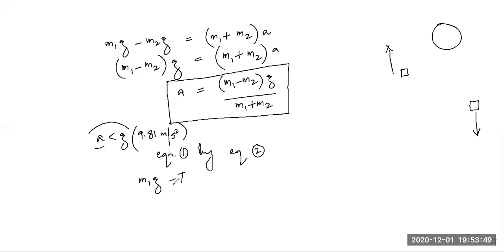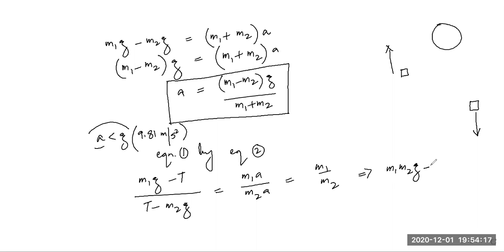m1g minus T divided by T minus m2g. See, students, whenever you divide an equation, divide left side by left side, right side by right side, is equal to m1a divided by m2a. That is equal to m1 by m2. The acceleration cancels out.